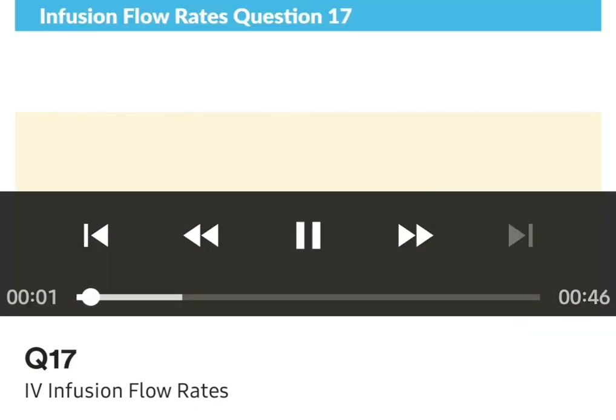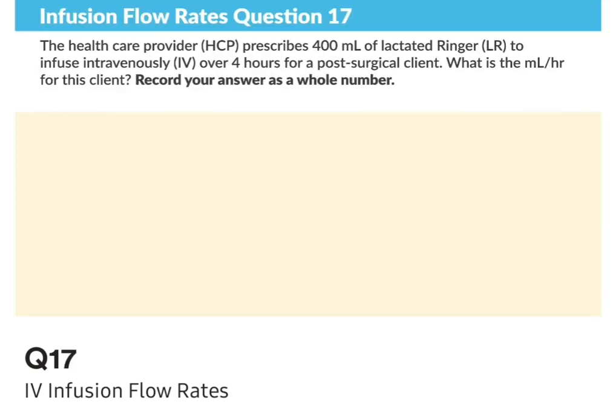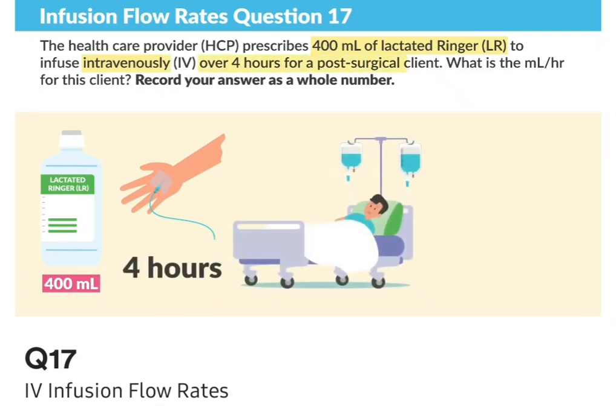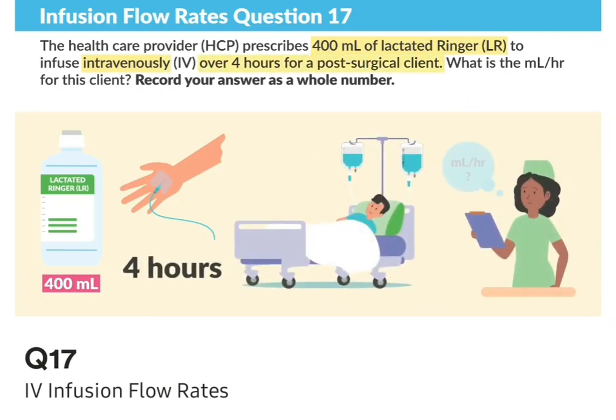Now, moving on to question 17, the healthcare provider prescribes 400 mLs of lactated ringers, the LR, to infuse intravenously over 4 hours for a post-surgical client. What is the mLs per hour for this client? And remember to record your answer as a whole number.